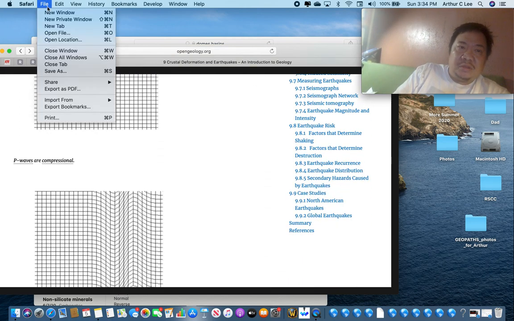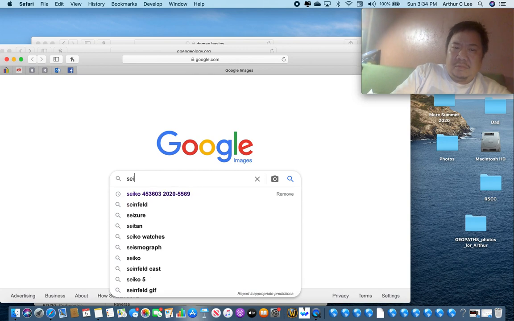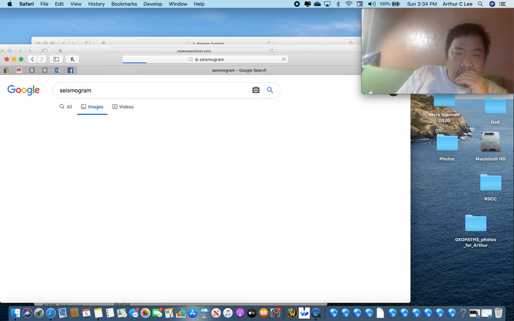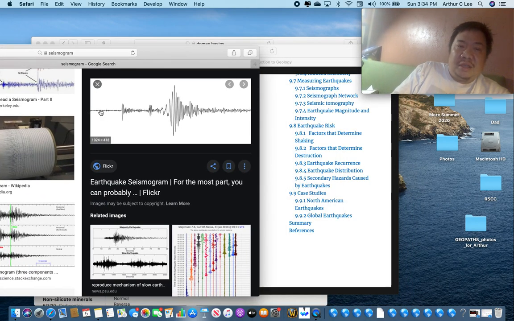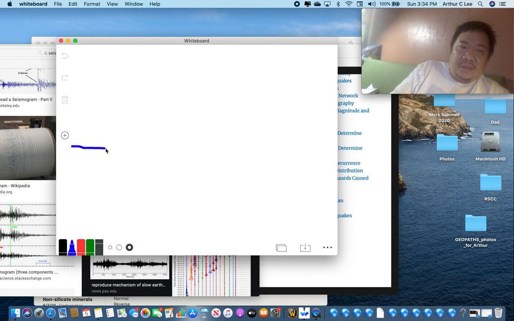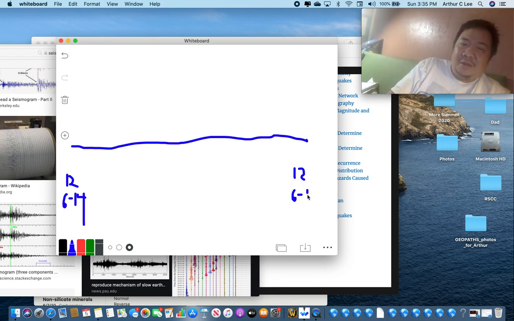Let me show you what a seismogram looks like. Here's a seismogram. And you can see usually nothing happens. Usually you don't have earthquakes, so you get nothing all day long. That's your seismogram for 24 hours, maybe from 12 noon on June the 14th, for example, to 12 noon on June the 15th, a 24-hour period. Usually you're going to get nothing, because you're not going to have an earthquake most of the time.